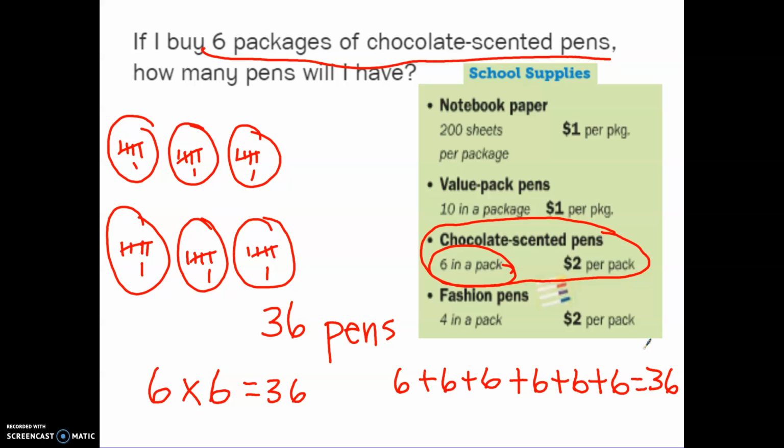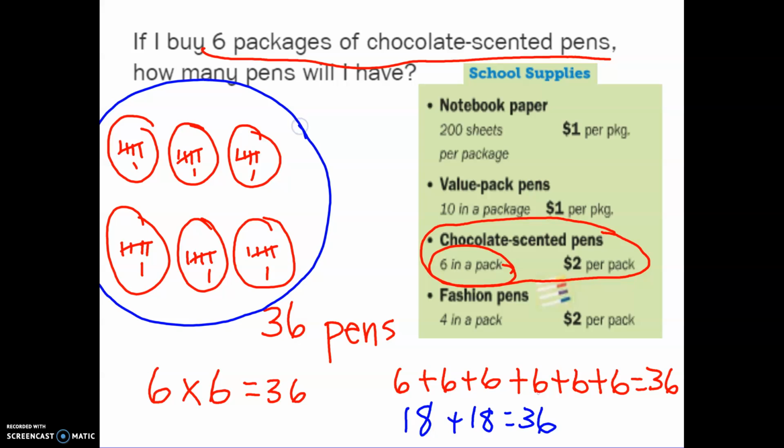Now here's what I'm not going to do. I'm going to change my color here. I'm not going to say, oh, my number model is going to be 18 plus 18 equals 36. You know what? 18 plus 18 does equal 36, but it doesn't fit my picture. So my number models have to fit my picture.